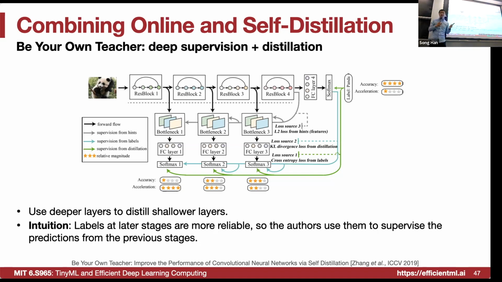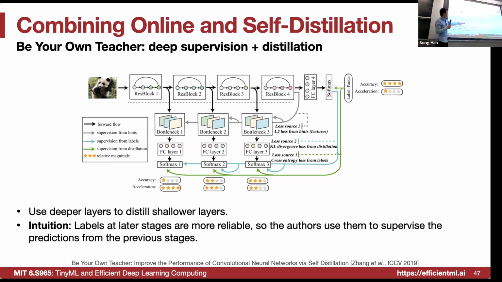So again, you are teaching yourself. We just have one neural network model. We don't have to have a separate teacher model and a separate student model, but just one model. And we are learning on the fly. We are using the later layers' prediction to supervise these earlier layers.